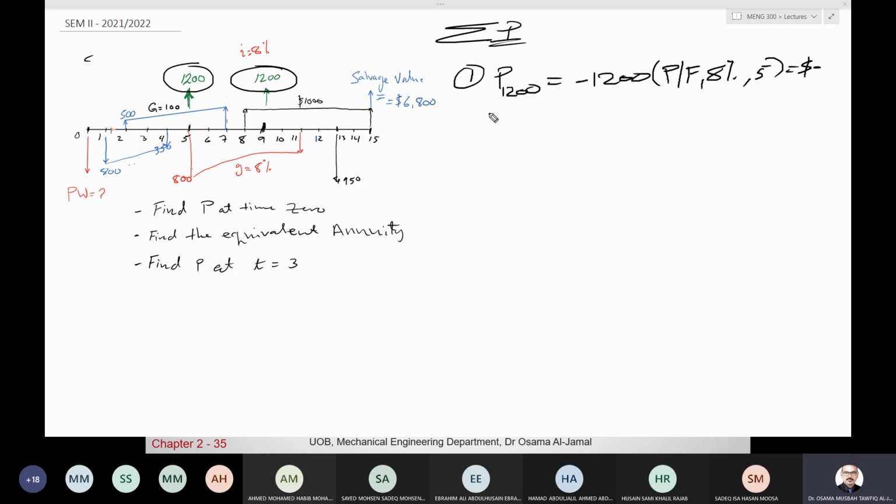Then for the second one, 1,200, P given F, 8%. How many years? 9 minus 0, so 9 years. Again, find the answer for that, and it has to be, sorry, it's not negative, it's upward. This upward, it has to be positive.